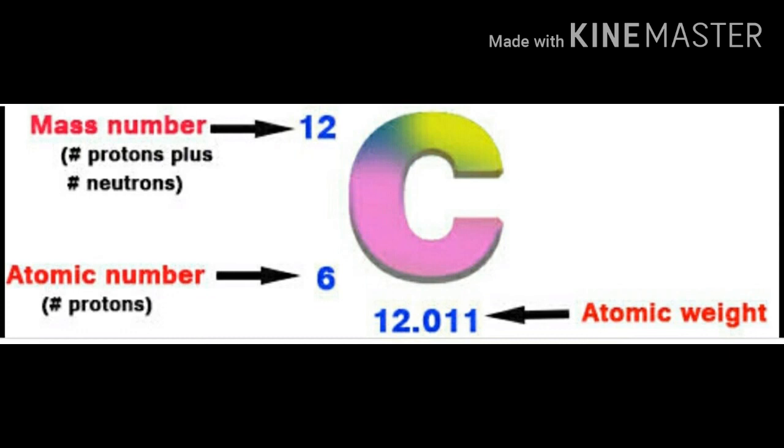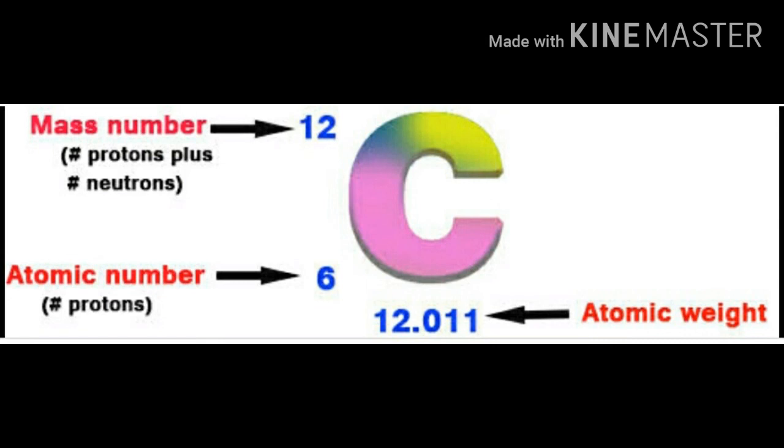For example, carbon. You can see in carbon that at the top before the symbol it is written 12, which means it is the atomic mass number. And at the bottom it is written 6, which means 6 is the atomic number. Always, the atomic number is written at the bottom before the symbol, and the atomic mass number is written at the top before the symbol.